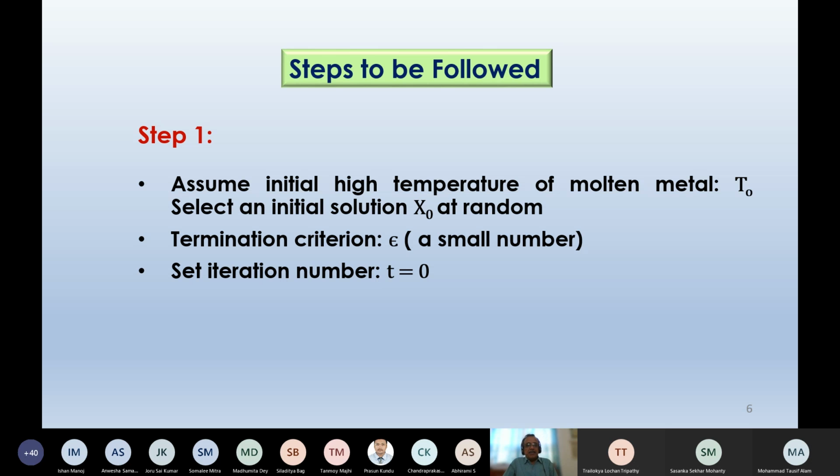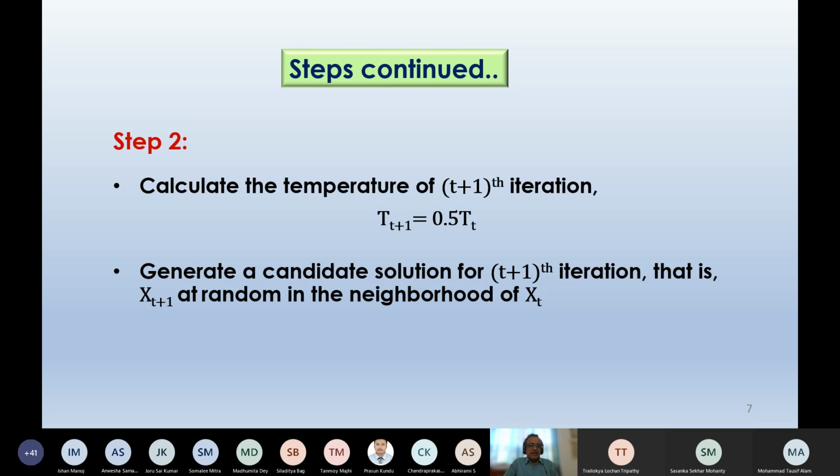Set iteration number t equals 0. Step 2: calculate the temperature of the t plus 1 iteration. As I told you, in the first iteration, we assume the values for the variables and the initial temperature of the molten metal at random. Okay. Now we'll have to go for the second iteration.